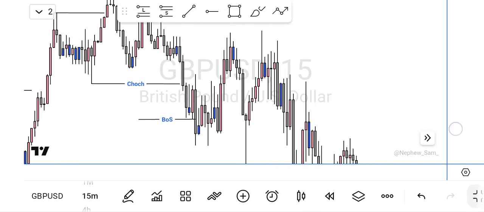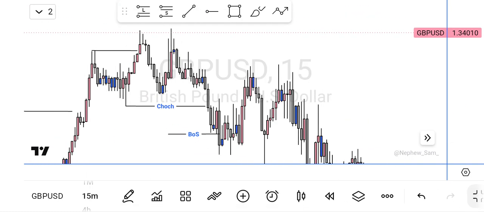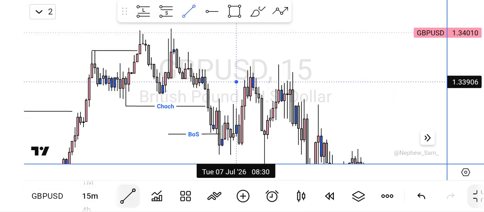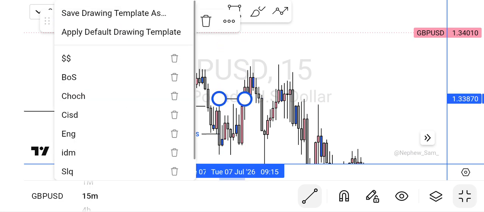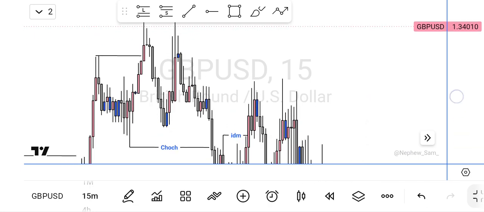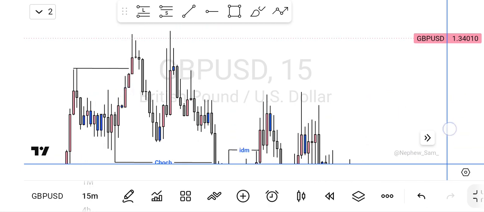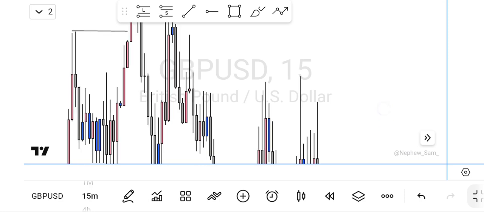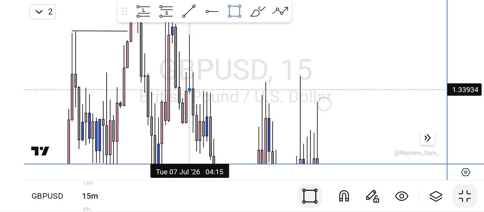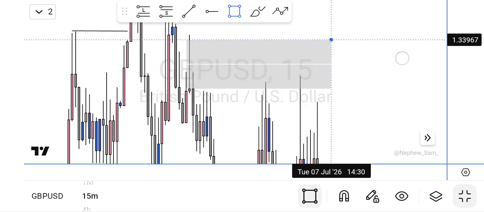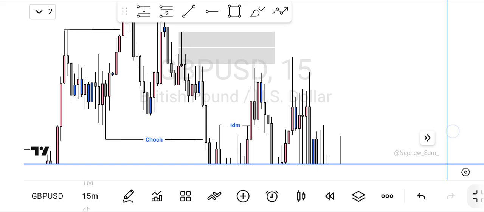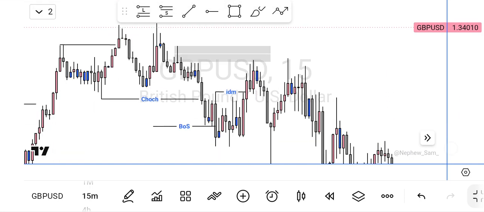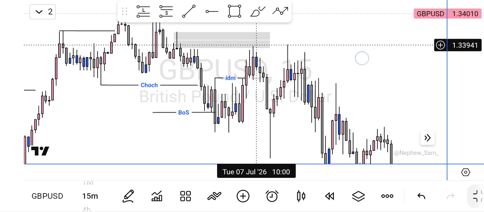Then now when that is confirmed, this also becomes our inducement. This high becomes our inducement, and then where is our POI? We had only one POI here, which is the tweezer. I don't know if you remember clearly, this is a tweezer right here, a tweezer right here. So then price came smoothly into the tweezer and then dropped.